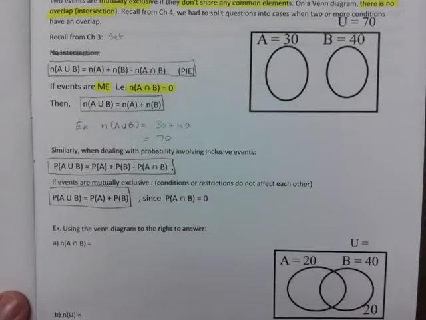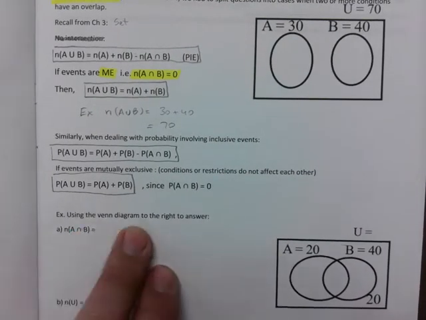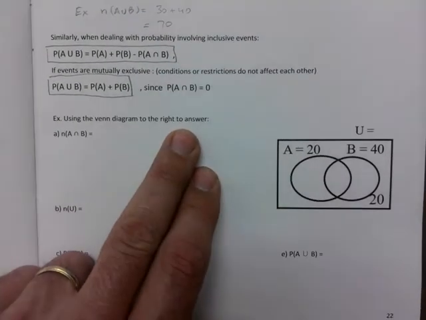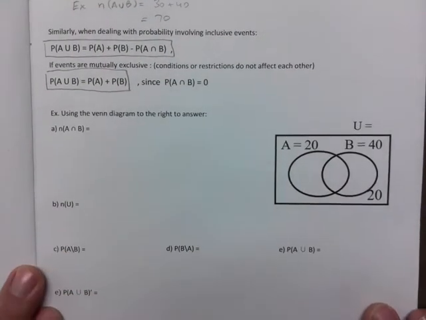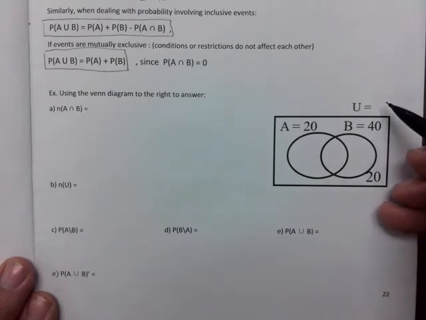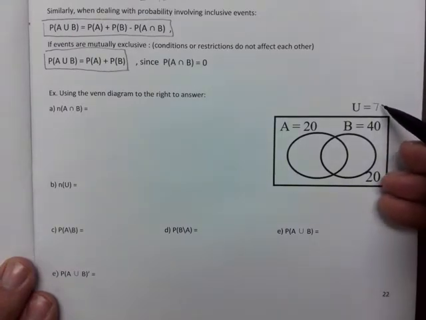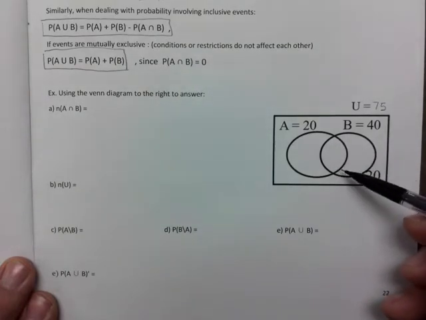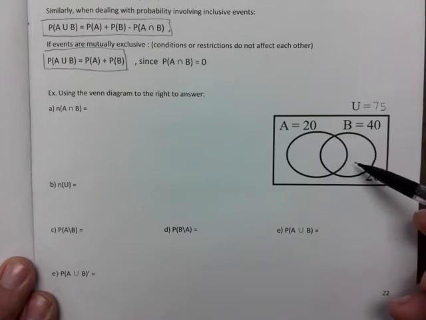So here we have it. Using the Venn diagram to the right, answer the following. One thing I wanted to keep open, but I'm going to give you that the universal set in this case is 75. So it's indicating to us that there is an overlap. We just have to fill in this Venn diagram.